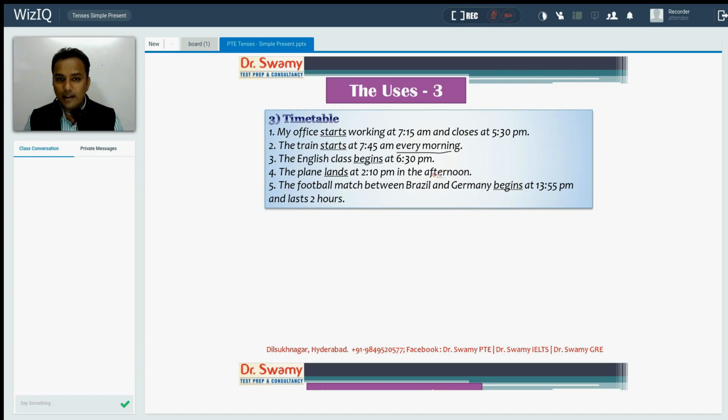Okay, so "The plane lands at 2:10 p.m. in the afternoon." "The football match between Brazil and Germany begins at 13:55 and lasts 2 hours." So in all this, "begins" and "lasts" are verbs. So all these verbs should be used in simple present tense. That is the verb in the first form.